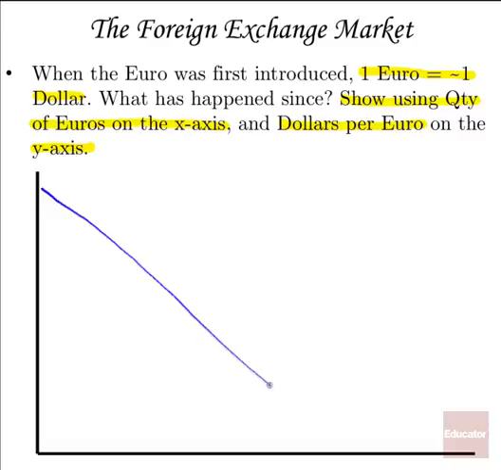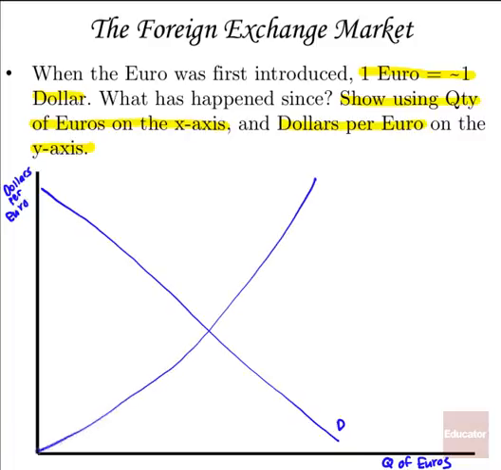So you have the demand for currency here. This is the quantity of euros. And here you have dollars per euro. Okay, and then you have the supply of currency. And let's label this E1 here, and this is Q1 here. And what I said before, E1, let's say, equals $1.